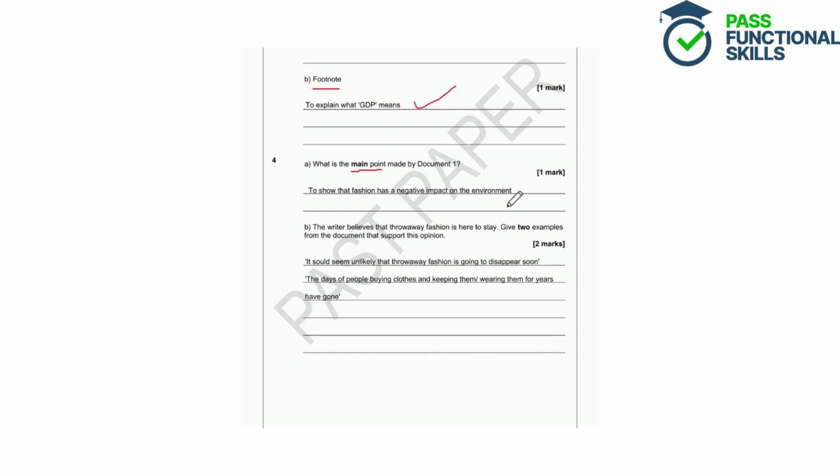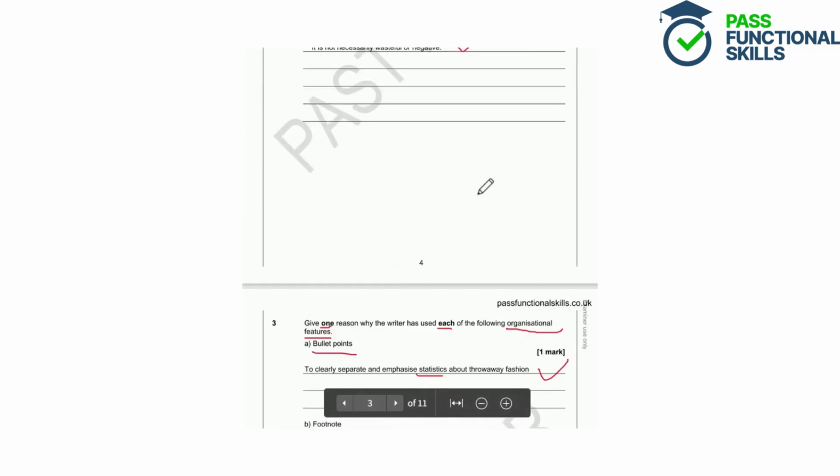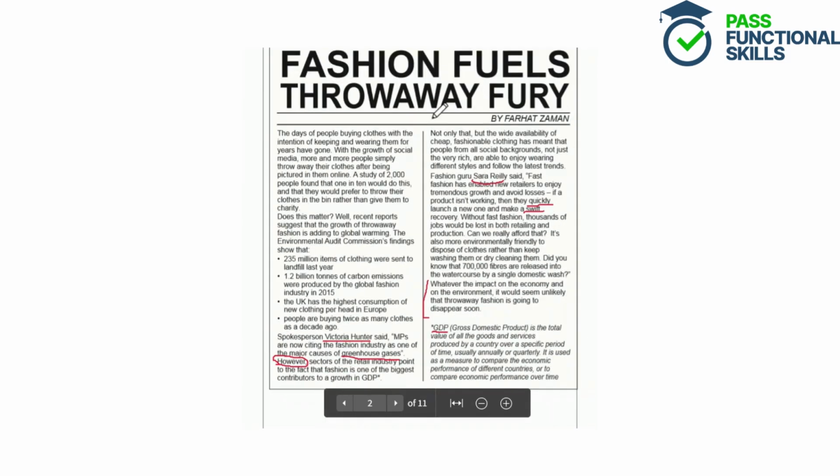So because document 1 is quite a balanced argument, you could also have things like there are concerns about the growth of throwaway fashion, and there are advantages and disadvantages to throwaway fashion. So because it's a balanced argument, we've got different main points made by the author. So here we've got some negatives to do with fast fashion, and then here we've got some positives as well.